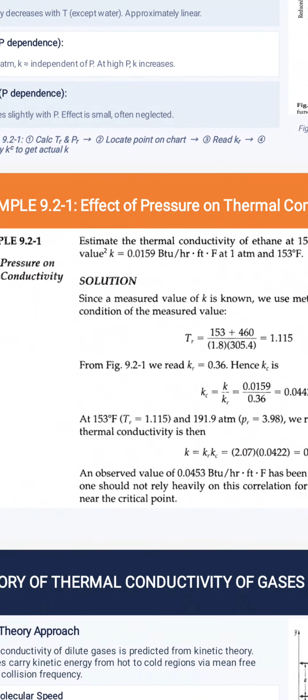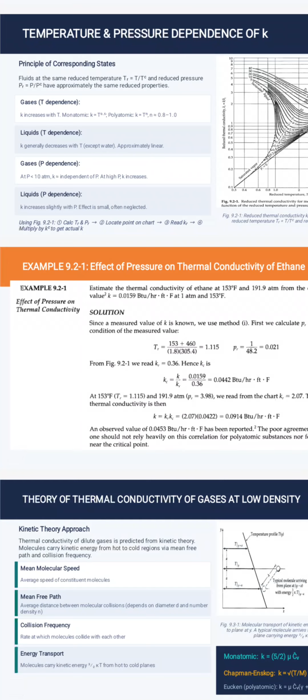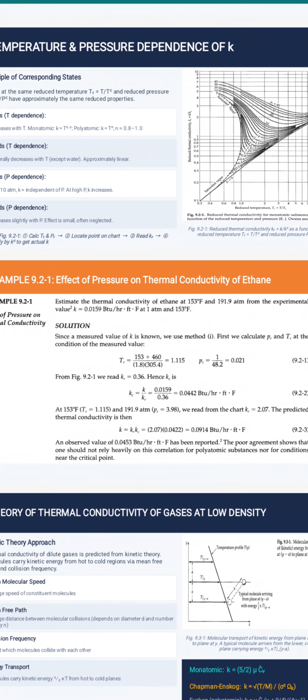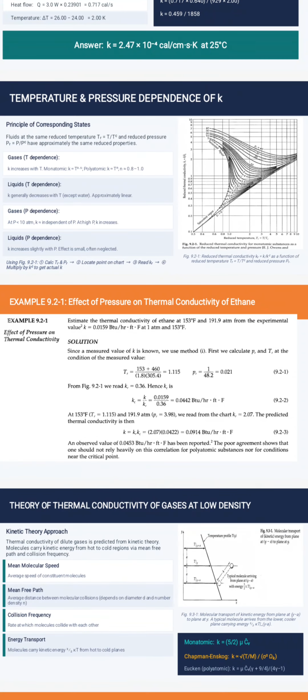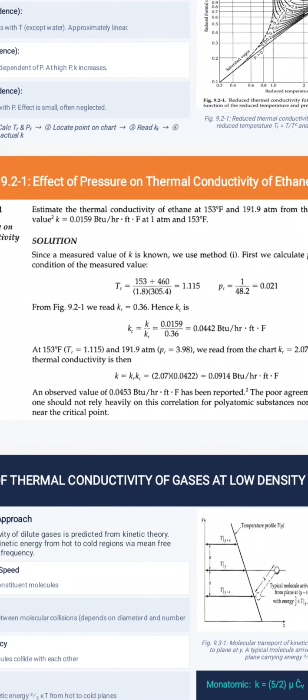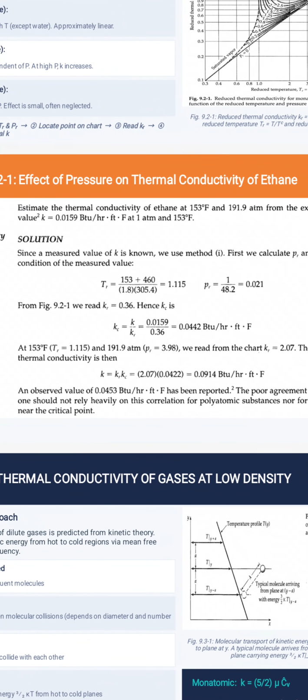Now we will be solving a few questions. Estimate the thermal conductivity of ethane at 153 degree Fahrenheit and 191.9 atm from the experimental value of K given at 1 atm and 153 degree Fahrenheit. Now, how do we find it?